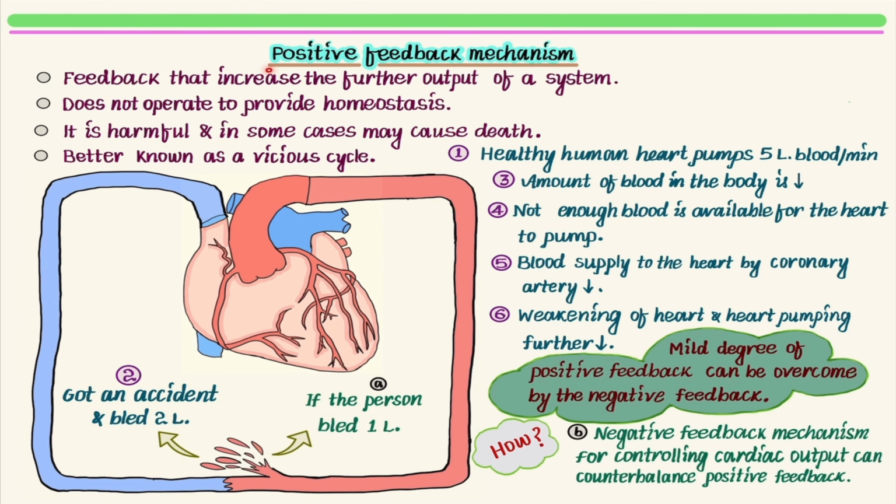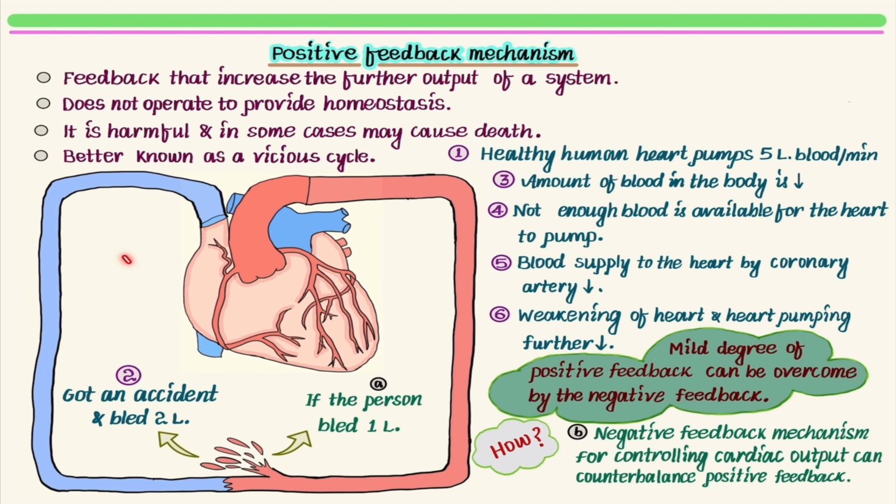Now here I am going to talk about the positive feedback mechanism. The feedback that increases the further output of a system is known as the positive feedback mechanism. This positive feedback mechanism does not operate to provide homeostasis in the body. It is harmful and in some cases may cause death. So the positive feedback mechanism is better known as a vicious cycle. Here one can ask the question, how does this positive feedback mechanism become a vicious cycle?